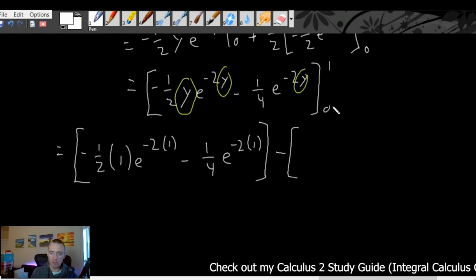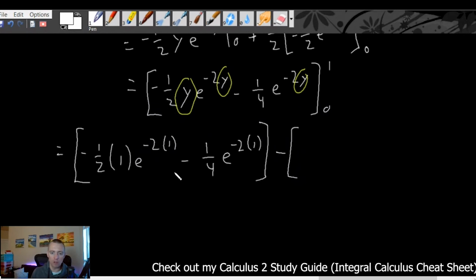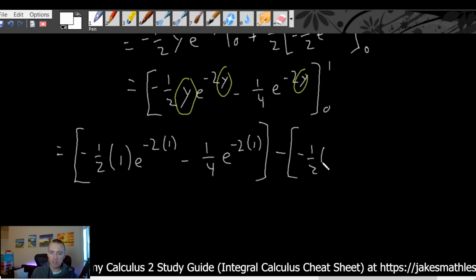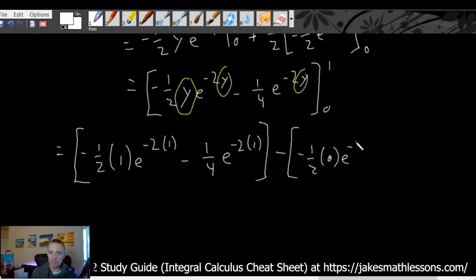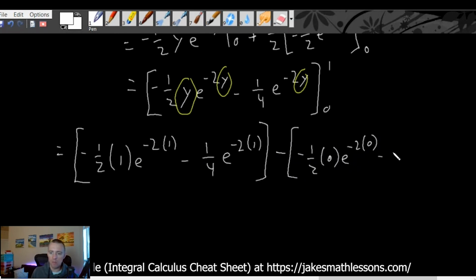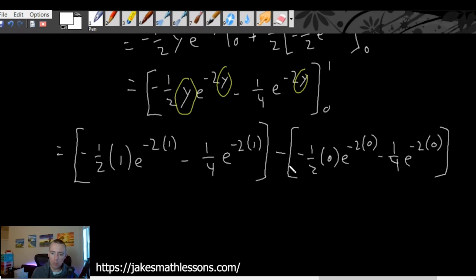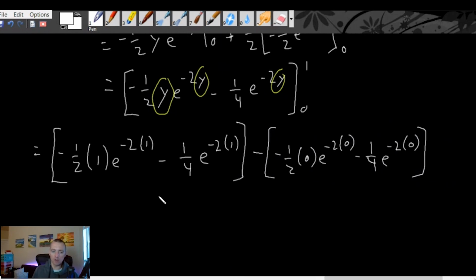Now we need to do the same thing with our lower bound of 0. And then we're going to subtract the two. So negative 1/2 times 0 times e to the negative 2 times 0 minus 1/4 e to the negative 2 times 0. And again, put parentheses around each half. Whatever you get from plugging in your upper bound needs to be all in parentheses together. Whatever you get from plugging in your lower bound needs to be all in parentheses together. And then you subtract the two different halves.